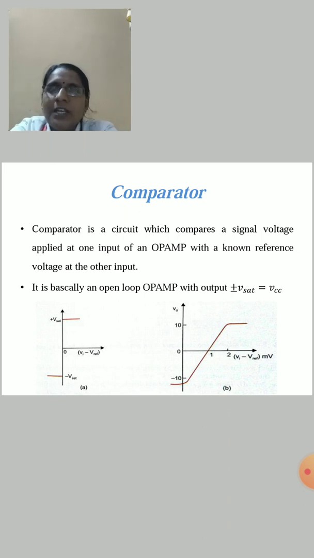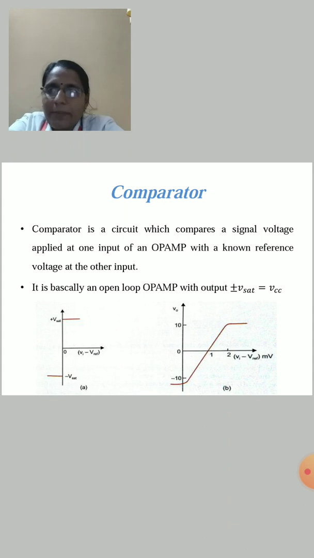Usually plus V saturation is equal to plus VCC minus 1 volt, and minus V saturation is equal to minus VEE plus 1 volt. The 1 volt difference may change from op-amp to op-amp. For a very small change in input voltage, the op-amp output switches from plus V saturation to minus V saturation. Because of this property, the op-amp is not suitable for linear applications. It is suitable for various nonlinear switching circuits such as comparators, Schmitt triggers, etc.